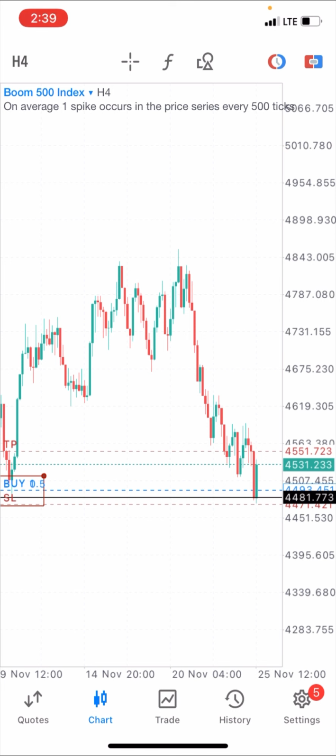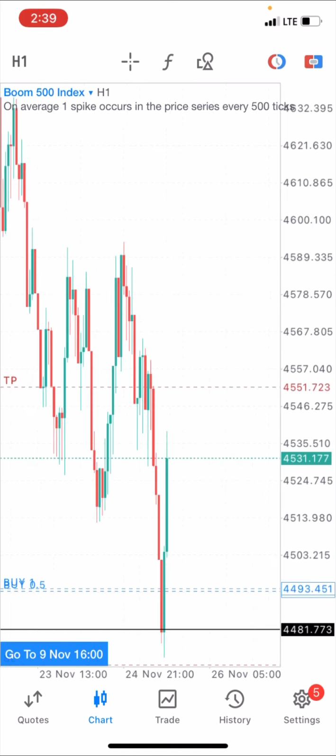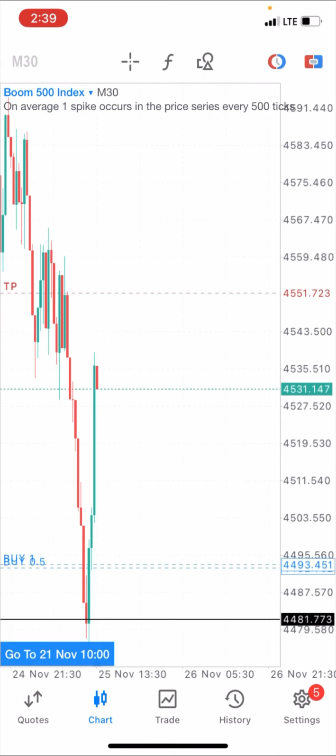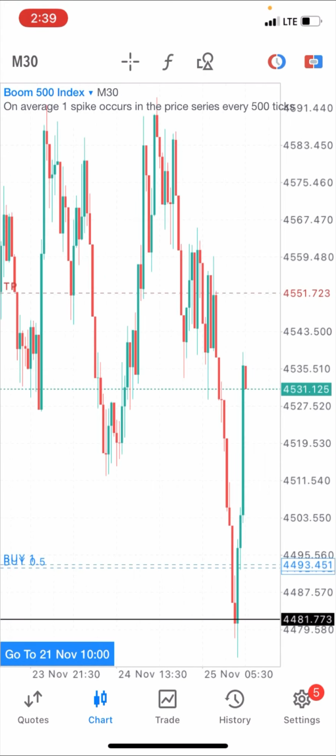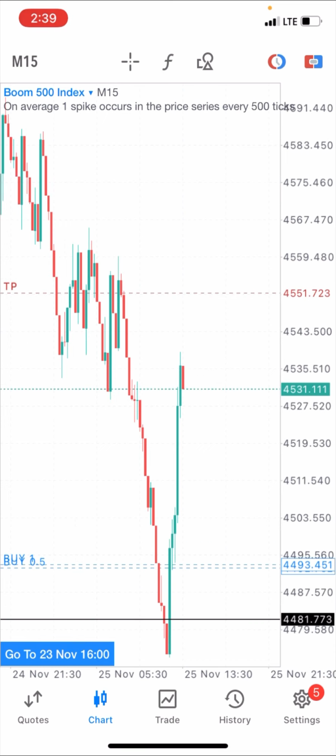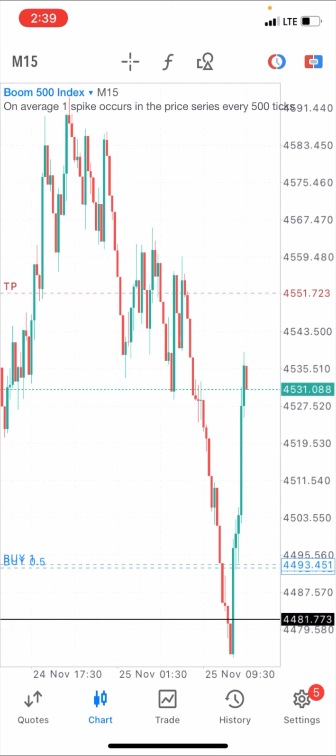All right, so I just went to different time frames, and then still noticed that price was already pulling back up. You notice that price was already pulling back up, and the 15 minutes time frame was already giving the bullish signal. It was spiking small.